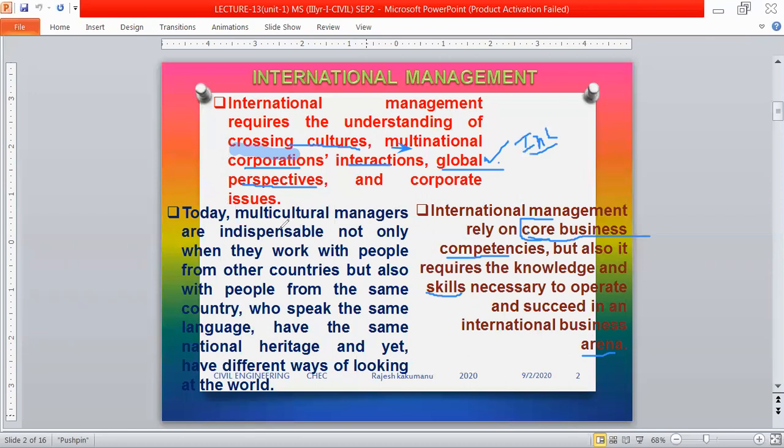Today multicultural managers are indispensable, not only when they work with people from other countries, but also with people from the same country. So who is required to deal? We require multicultural managers. So here the manager is the main person. Manager is the main person. For example, you have a hero in our Andhra, right? A hero in our Andhra.